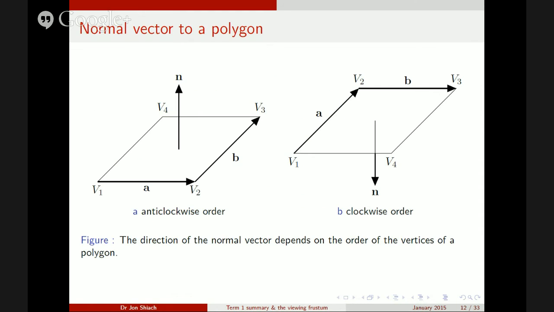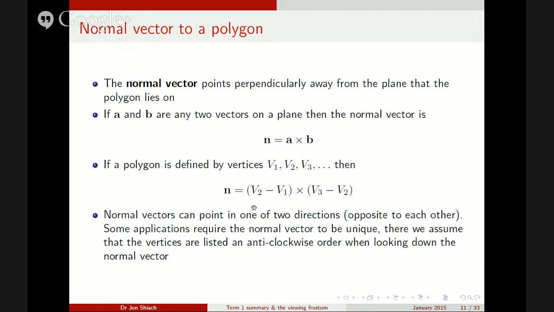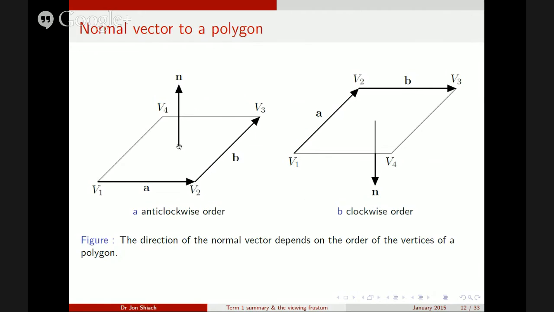Here we have two polygons. Essentially, they're the same polygon. On the left, I've listed the vertices in anti-clockwise order. So let's say I'm looking at this polygon from on top, looking down the normal vector. As I look at it, I've numbered the vertices in an anti-clockwise direction. If I then use this equation here to calculate the normal vector, it will point towards me, straight up.